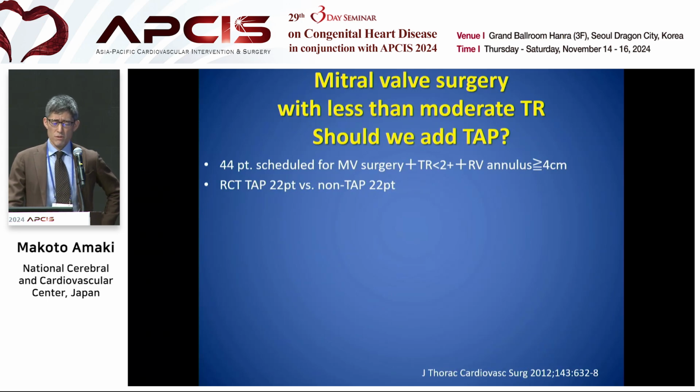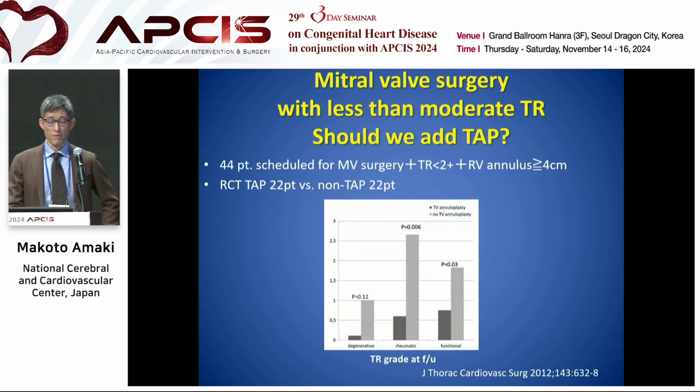But should we recommend the surgery to patients who have less than moderate TR and have TAP? This is the one RCT, small sample size, but patients were scheduled for mitral valve surgery with less than moderate TR, and the annulus size is enlarged, more than 4 centimeters.